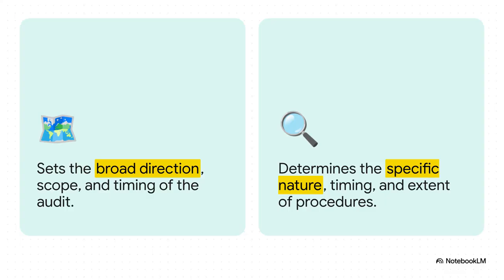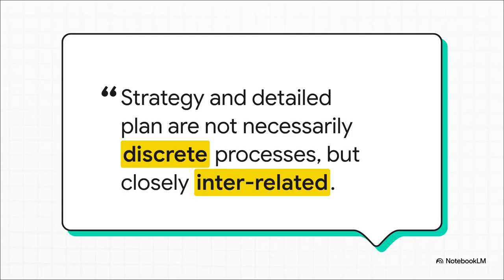Let's just pause for a second to really crystallize these two concepts because they get confused all the time. The overall audit strategy sets the broad direction, the scope, the timing, the overall direction of the audit. The detailed audit plan, on the other hand, is where we figure out these specific, granular tasks. It's the nature, timing, and extent of the actual physical audit procedures that the team members will perform. So strategy is the what and when on a macro level, while the plan is the how and how much on a micro level. However, and this is key, listen to this quote directly from the source material.